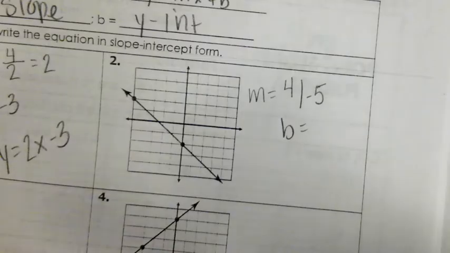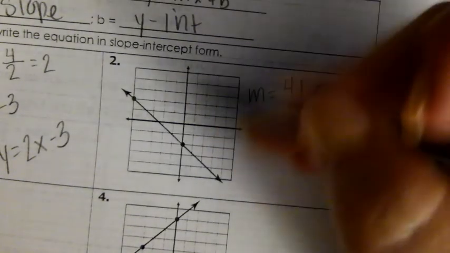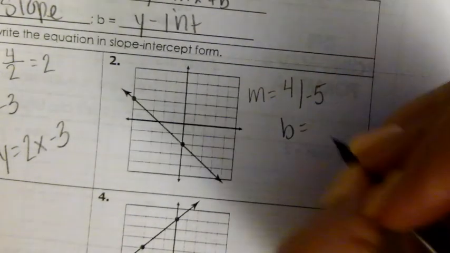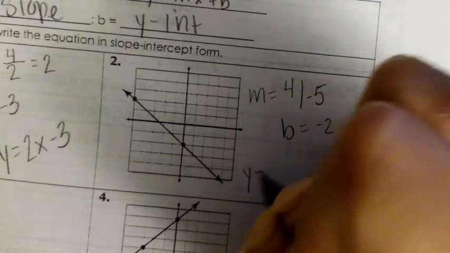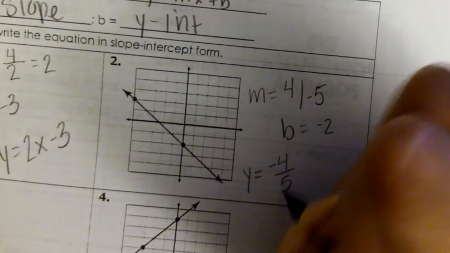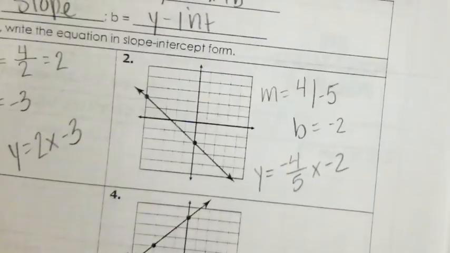So our b again is where does it cross the y-axis? So we have 1, 2, -2. So y equals -4 over 5 x minus 2. And we're good. All right, so finish the next 2 because I'm moving down to standard form.